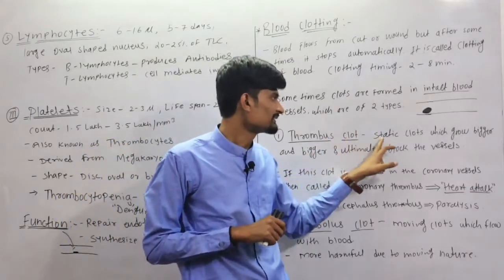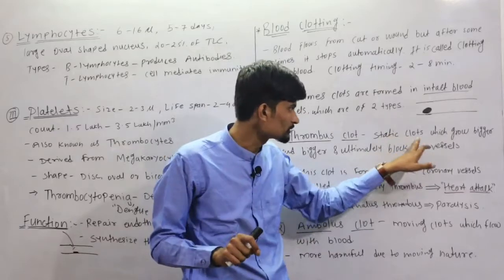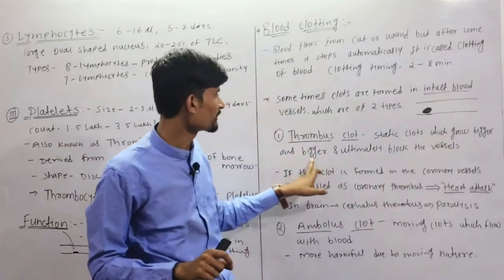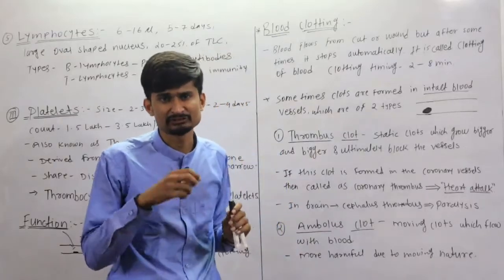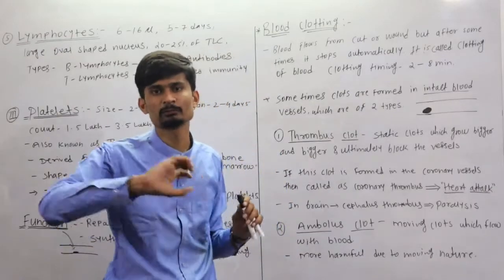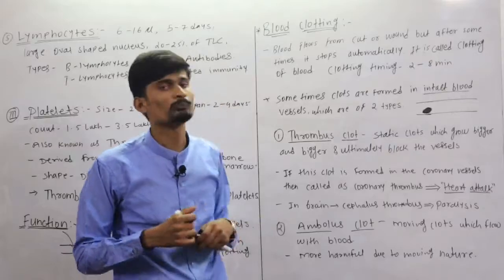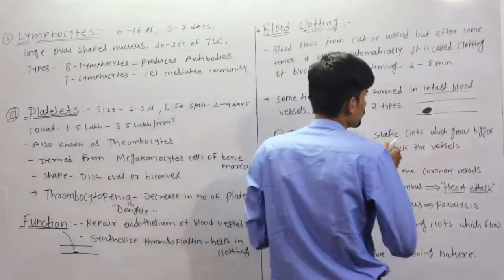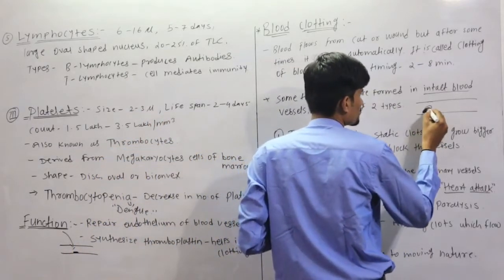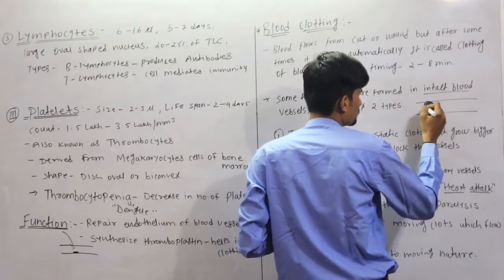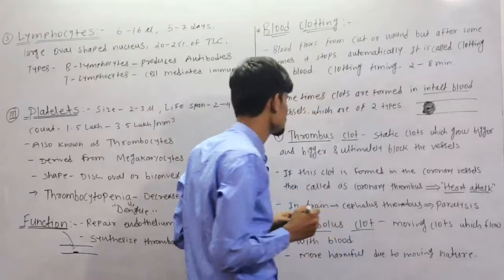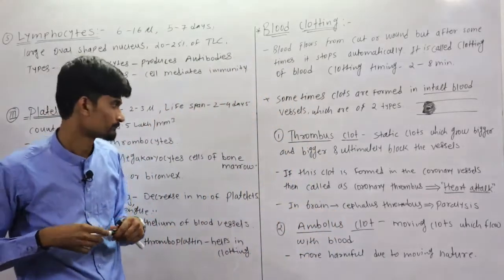Thrombus clot means a static clot which grows bigger and bigger and ultimately blocks the blood vessel. These are static, stagnant, they do not move with the flow of the blood. That is the thrombus clot, which grows bigger and bigger and completely blocks the blood vessel.